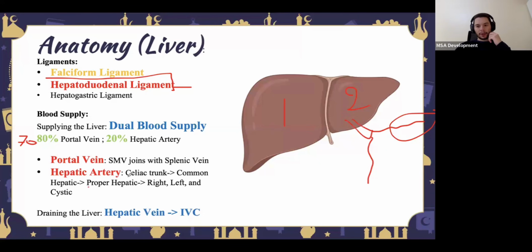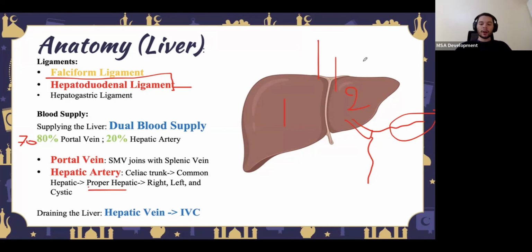Now, on the other hand, you have your hepatic artery, which comes from the celiac artery. So the celiac artery gives three main branches. One of them would be the common hepatic artery. The common hepatic divides, it gives two other branches. One is the proper hepatic, and the proper hepatic then divides into the right and left and the cystic arteries. Now, regarding the drainage of the liver, it's through the hepatic vein, which drains directly into the IVC. So the hepatic vein comes like this, and it drains into the IVC.